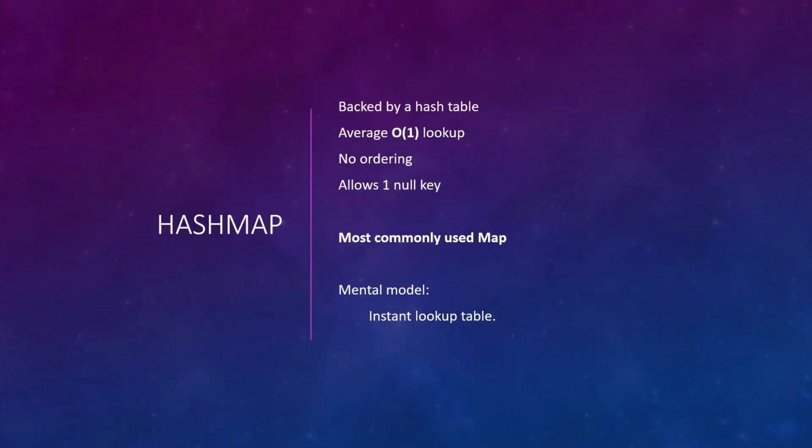The lookup is very quick. It's an O of 1, or constant time, lookup. There's no ordering, and one null key is allowed. HashMap is the most commonly used concrete implementation of Map. And think about it like this: it's an instant lookup table. That's how I would think of a HashMap.